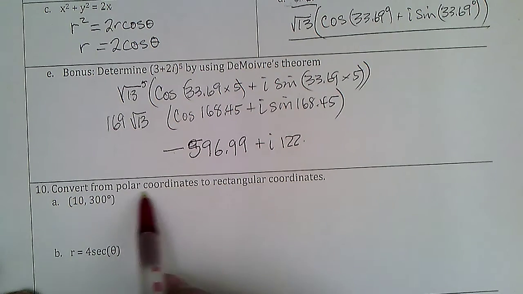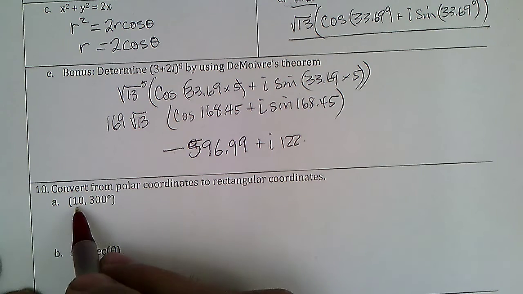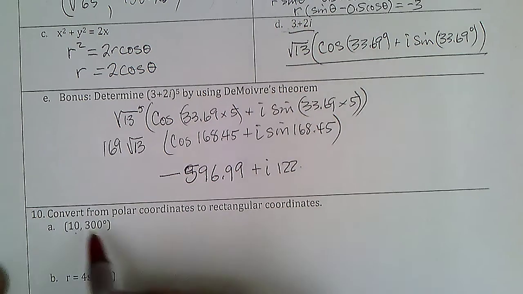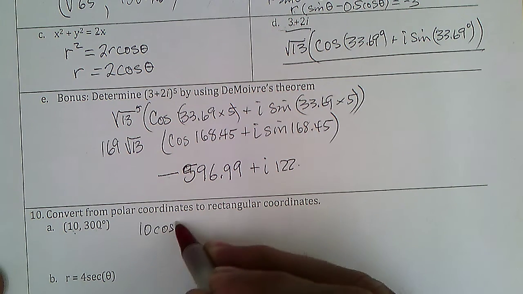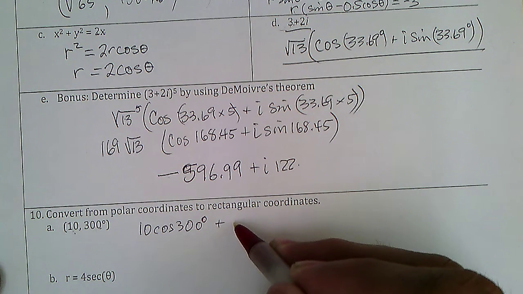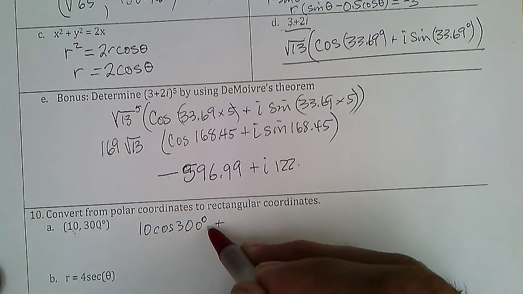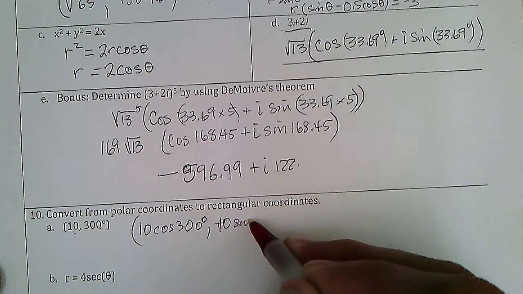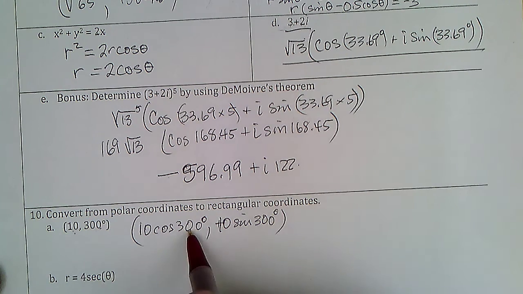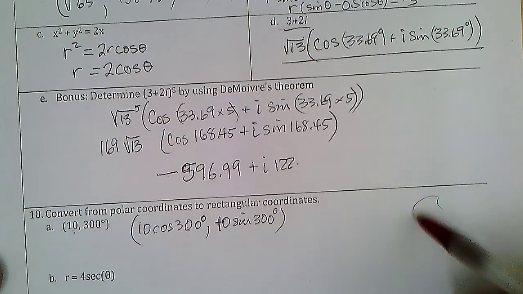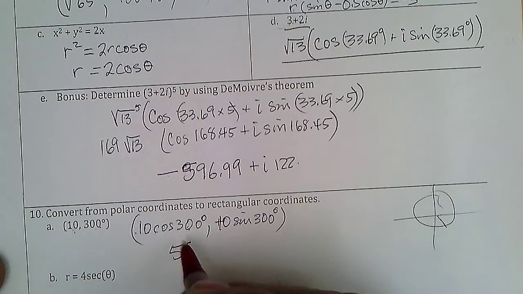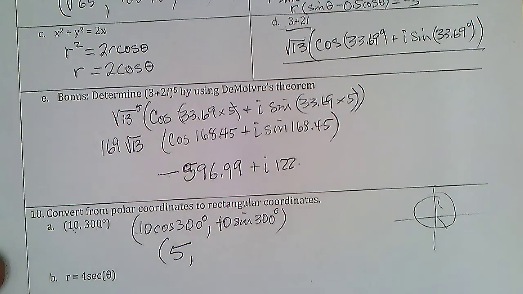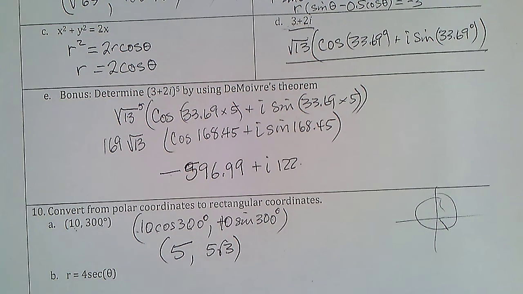Convert this to polar coordinates, these polar to rectangular. That's the magnitude and that's the angle. So I go 10 cosine of 300, and that would be the x, and then the y would be 10 sine of 300. And 300, the cosine is, if I were to do this exact, 300 is down here. Cosine is a half. So half times 10 is 5. And this is square root of 3 over 2, so that'd be 5 square roots of 3. You can do decimal on it too.